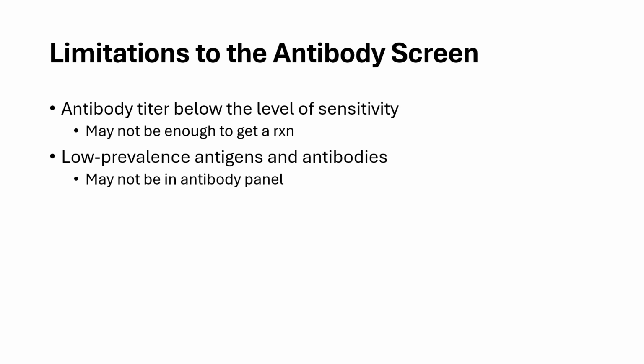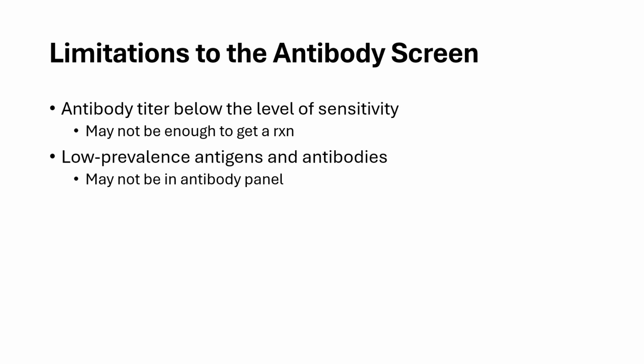Some limitations to the antibody screen. The antibody titer is below the level of sensitivity. The antibody titer refers to the concentration of antibodies present in the serum. Sometimes, though, the antibody concentration may be too low to produce a visible reaction in screening tests. This means the antibody may be present, but below the detection threshold of the test system. Low antibody titers can occur early after sensitization or as antibody levels decline over time. It's important to note that even low levels of antibodies may be clinically significant, especially in transfusion or in pregnancy.